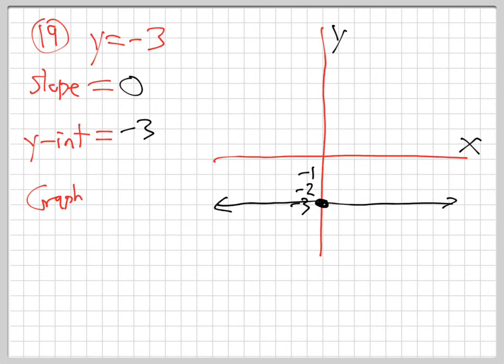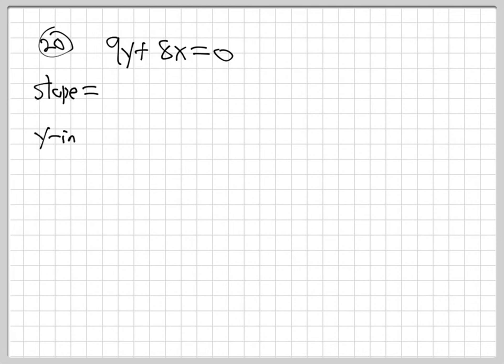On we go. Okay. Let me see. Number 20. 9y plus 8x is 0. And same kind of thing. They want the slope and the y-intercept. So slope, y-intercept, and then graph it. Same 3 things. Try that one.